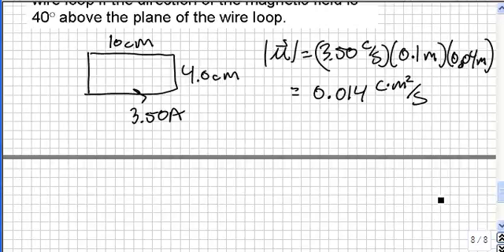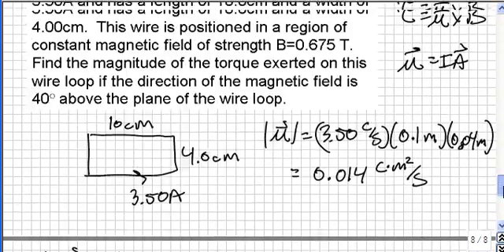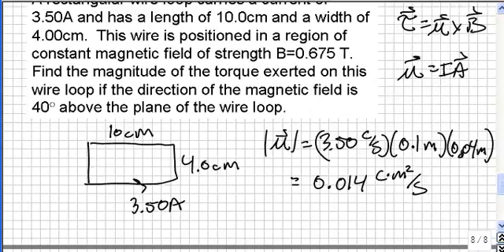Now, in order to calculate the torque, remember we want tau is equal to mu cross B. And if we are just interested in the magnitude, we can realize that this is mu B sine theta. And B is a constant in the problem, so the question is, what's theta? Well, if we look at the specification of the problem, it says that the magnetic field is directed 40 degrees above the plane of the wire loop.